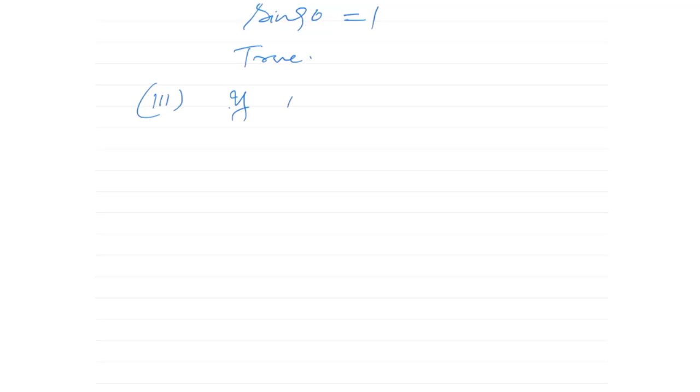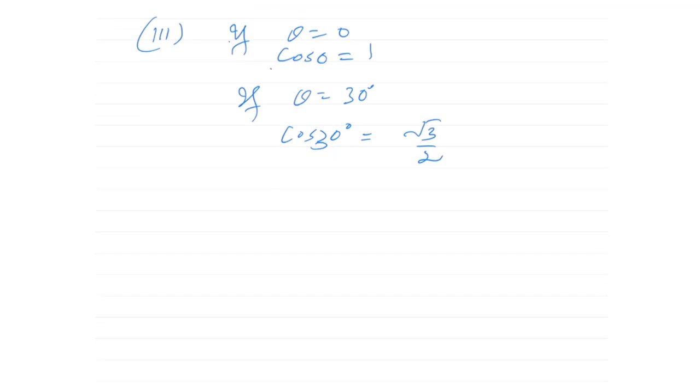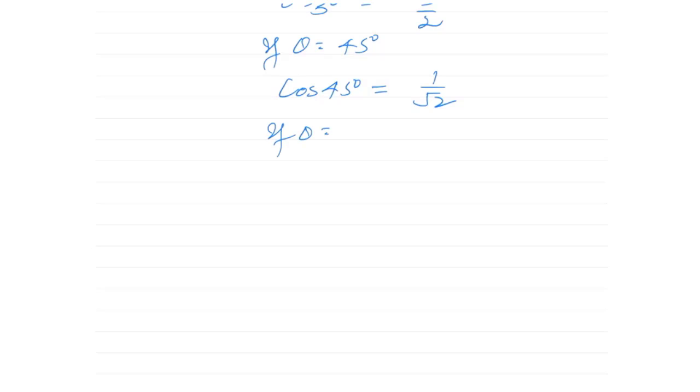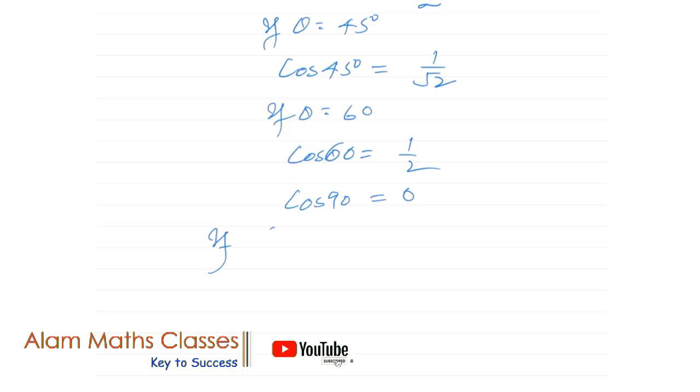And third, the value of cos theta increases as theta increases. Now solving similar to the second part, putting the value of theta equal to 0, cos 0 is 1. If theta is equal to 30 degrees, cos 30 is equal to root 3 by 2. And if theta is equal to 45 degree, cos 45 degree is equal to 1 upon root 2. And if theta is equal to 60 degrees, cos 60 degrees is equal to 1 upon 2, and cos 90 degrees is equal to 0. So we can easily see that when theta increases, the value of cos theta decreases. So the third part is false.